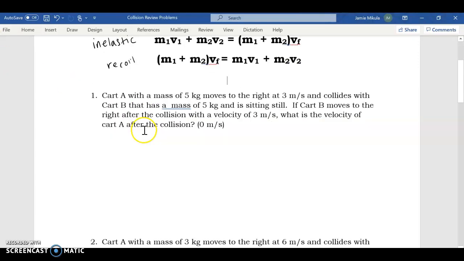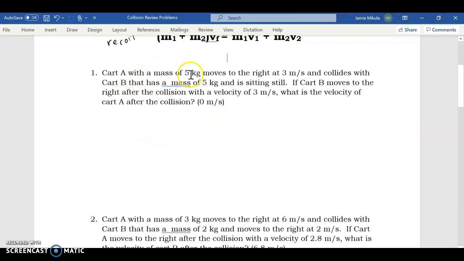All right, so number one: cart A has a mass of 5 kilograms, moving to the right at 3 meters per second, and collides with cart B that has a mass of 5 and is sitting still. If cart B moves to the right after the collision with a velocity of 3, what is the velocity of cart A after? So I can see that this is an elastic collision.